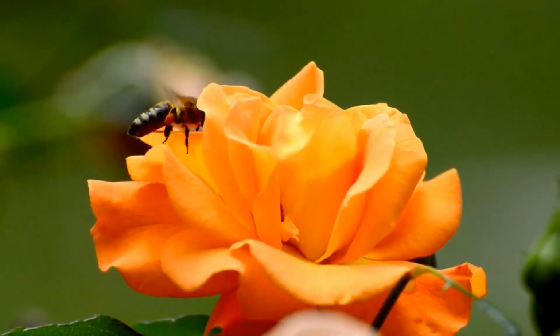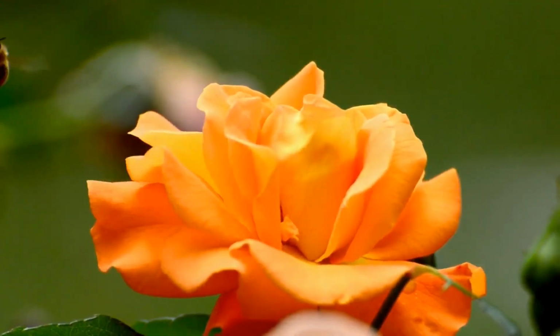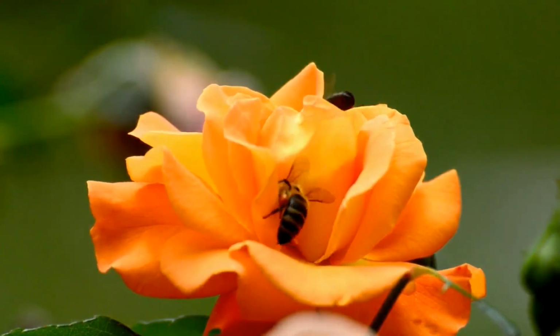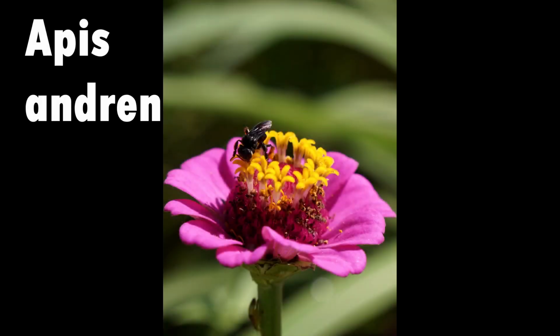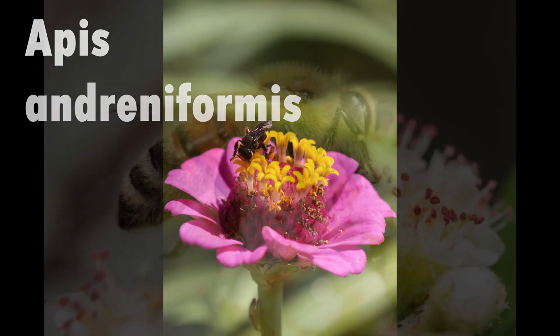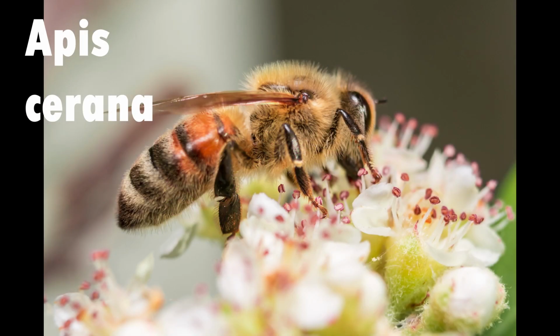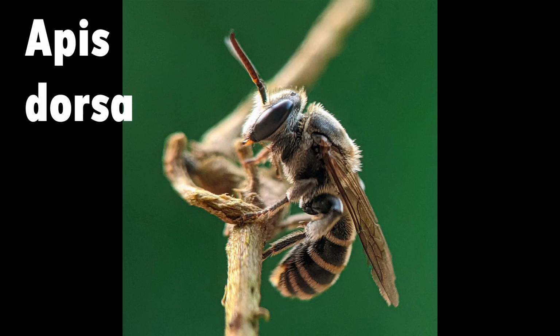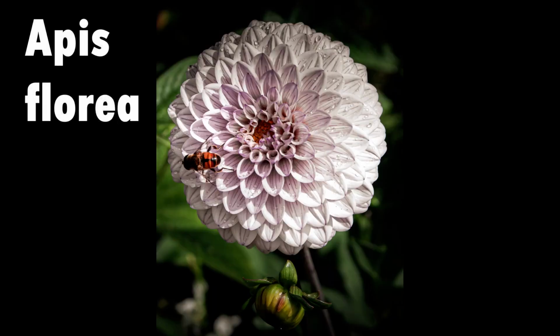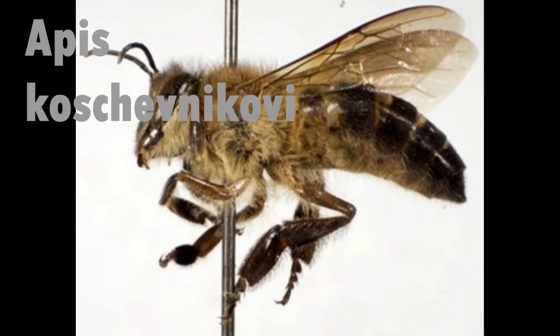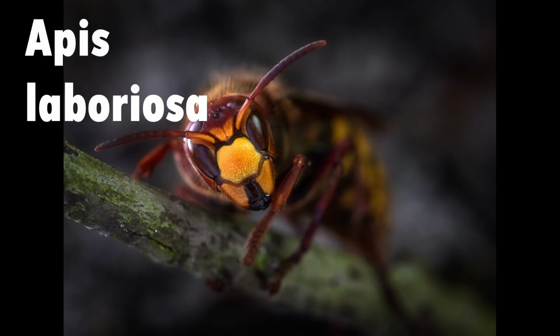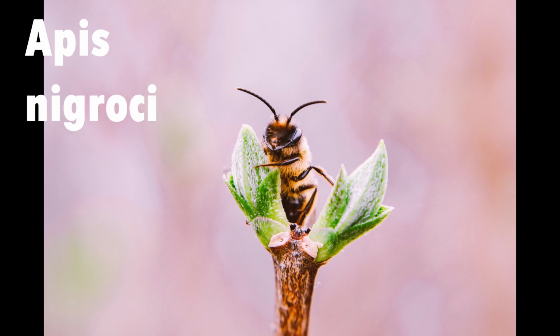There are 20,000 different species of bees, but only 8 of them are classified as honeybees. Apis andronoformis, also known as the black dwarf honeybee; Apis cerana, the eastern honeybee; Apis dorsata, known as the giant honeybee; Apis florea, the red dwarf honeybee; Apis koschebnakovi, named after biologist Koschebnakov; Apis laboriosa, also known as the Himalayan giant honeybee; Apis mellifera, the western honeybee; and Apis nigrocinta, the Philippine honeybee.